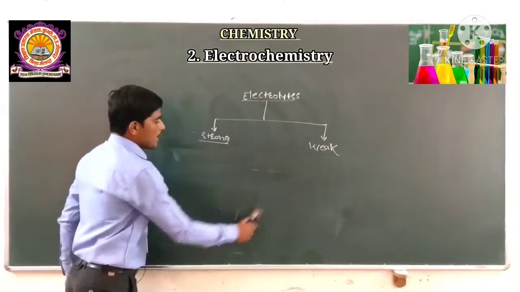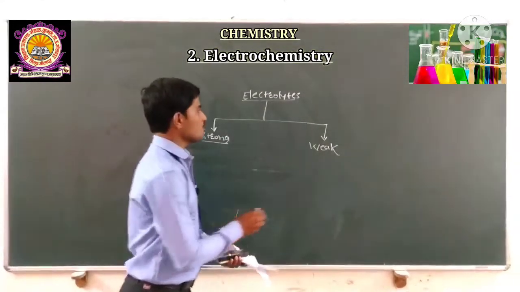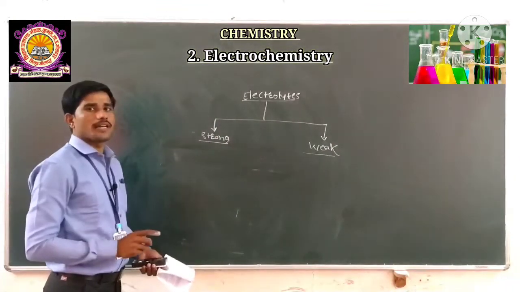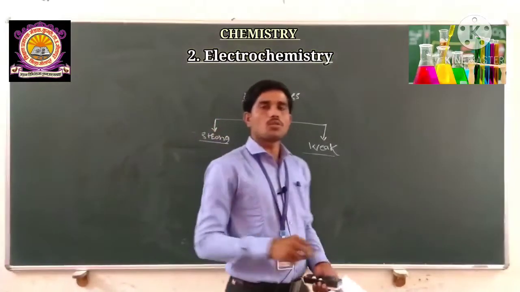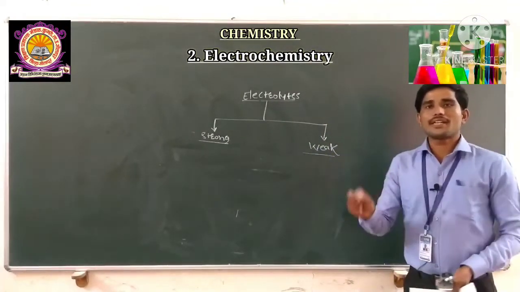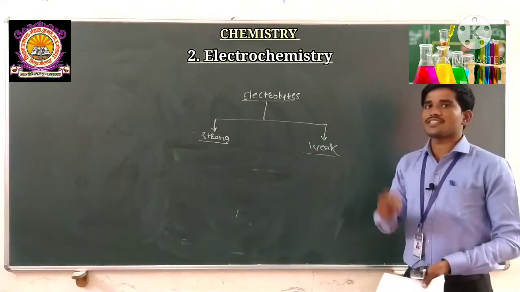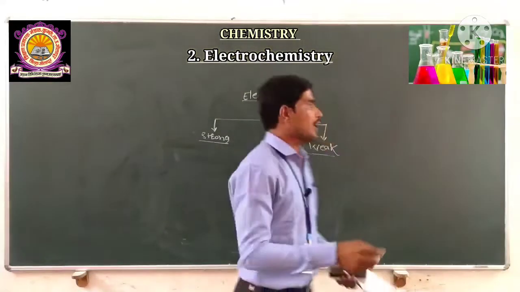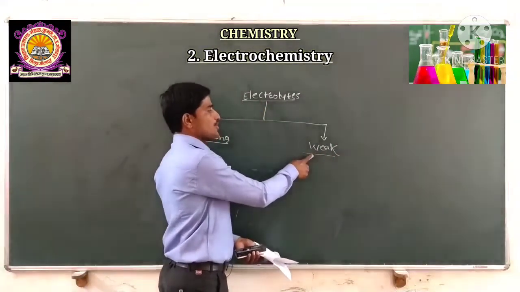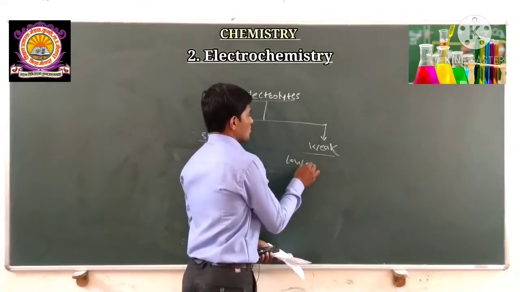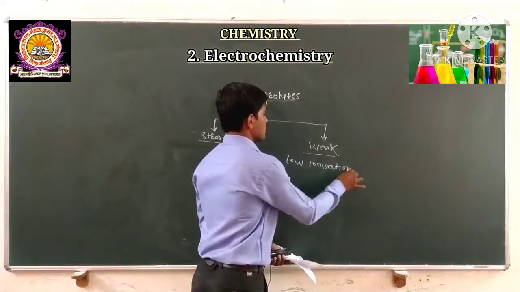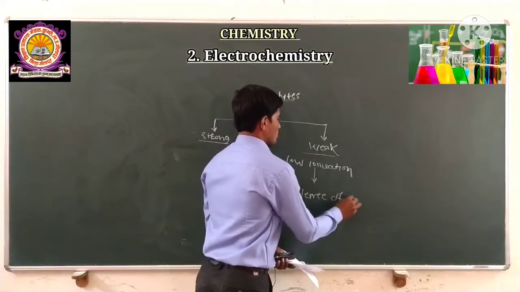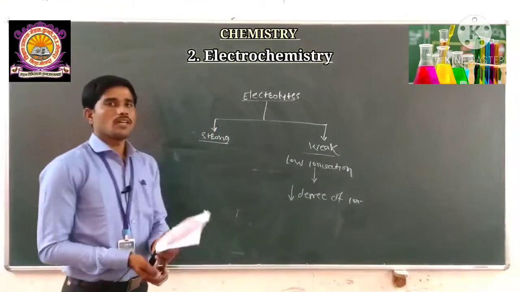Now, exactly opposite to strong electrolytes, the definition of weak electrolytes. Here we said that strong electrolytes are those electrolytes which are highly ionized in solution, and due to that reason their degree of ionization is high. Exactly the opposite, these are the electrolytes in which low ionization will take place, and due to that reason a low degree of ionization will be observed.